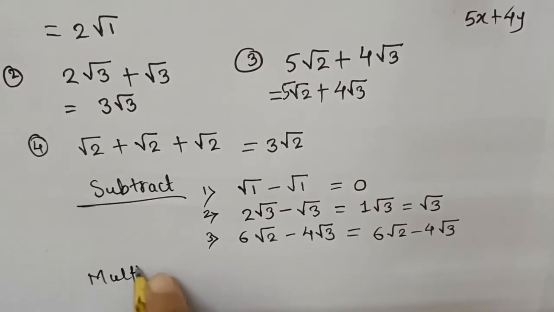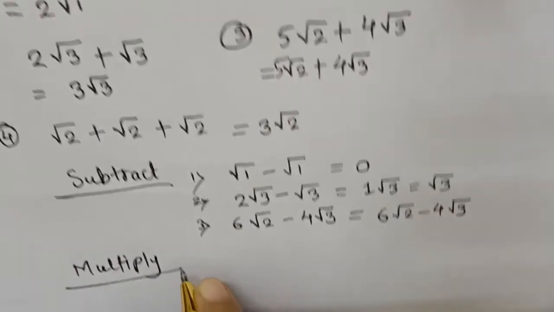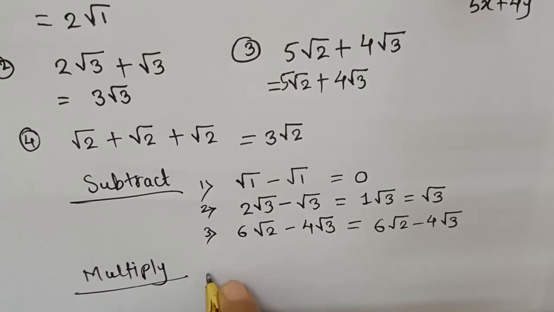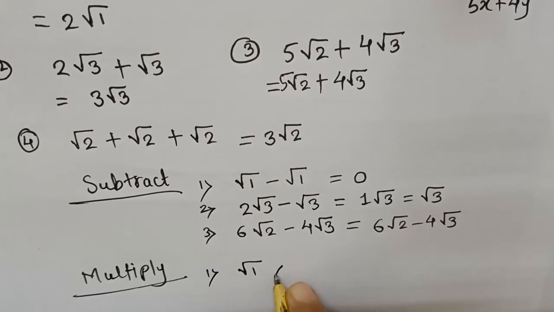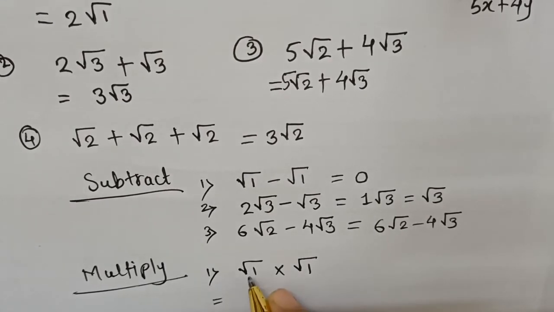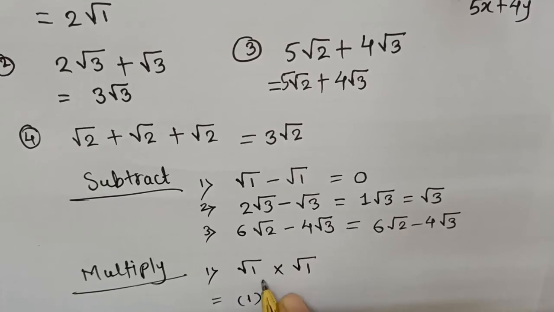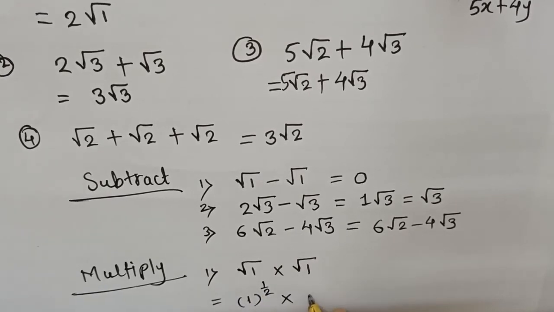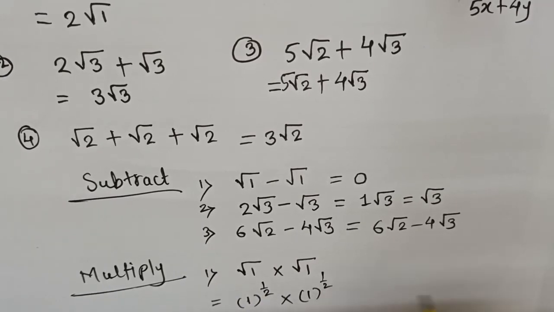Next, children, we have multiplication. Multiply the roots. For example, you want to multiply root 1 into root 1. As I said, this root is nothing but 1 to the power 1 by 2, and this also, root 1, means 1 to the power 1 by 2.